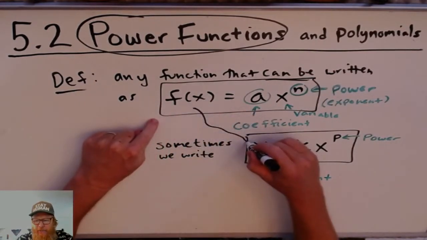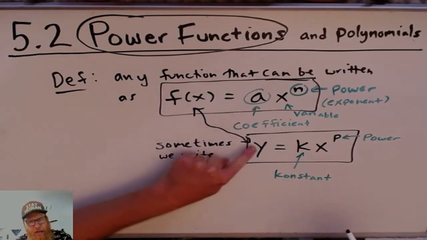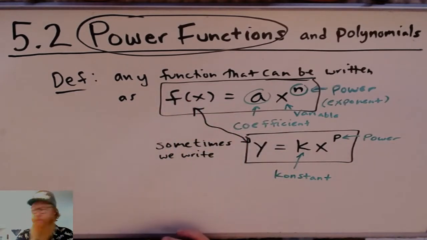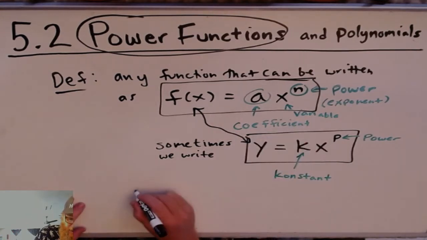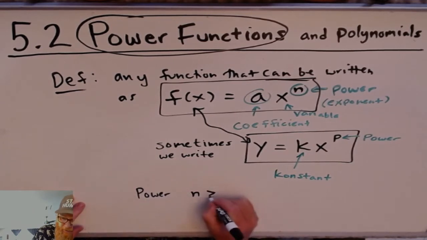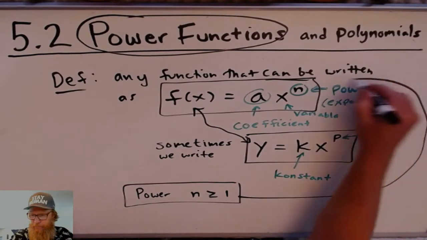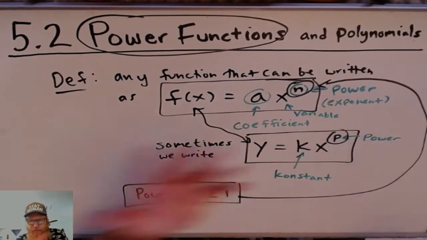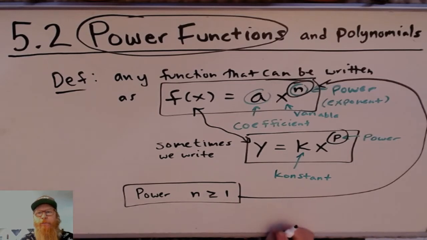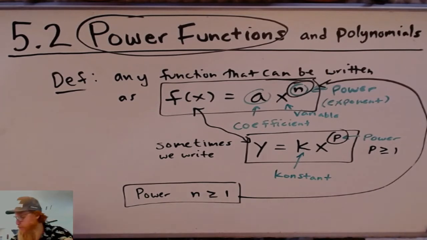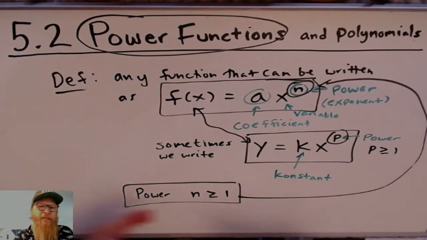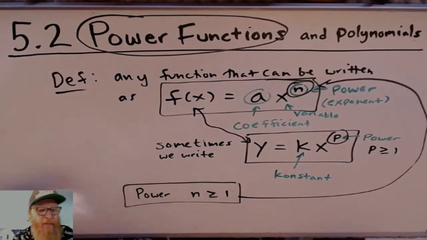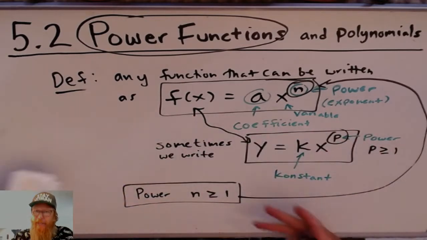Although I think you've already seen me several times this semester interchange f of x and y whenever I feel the need to. Okay. And typically, n, the power, is greater than or equal to 1. Or in this case, if you're using the letter p, you could say p is greater than or equal to 1. Otherwise, it wouldn't be a power function. It would be either a constant function or a reciprocal function. I guess we've already discussed constants and reciprocals, so we will not be discussing them in this lecture. Okay, so that's the definition of a power function.